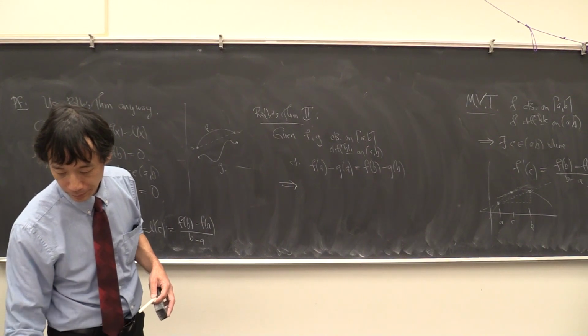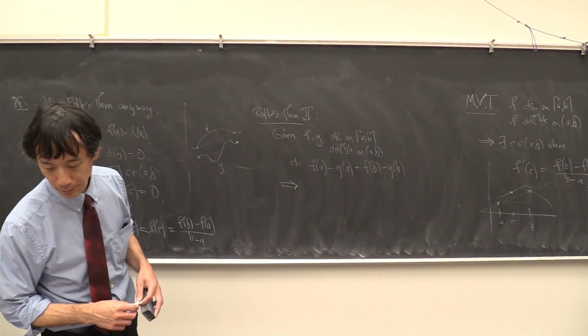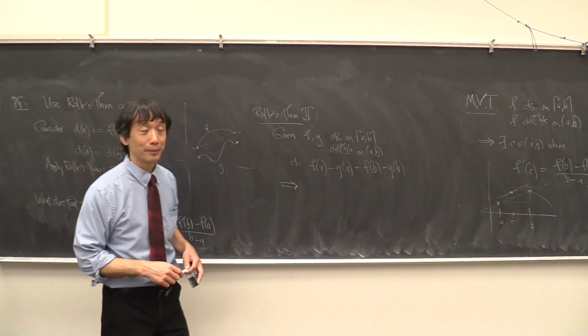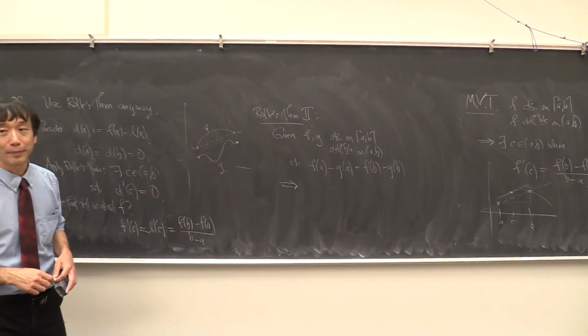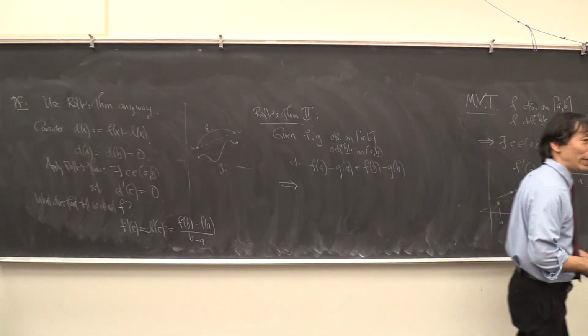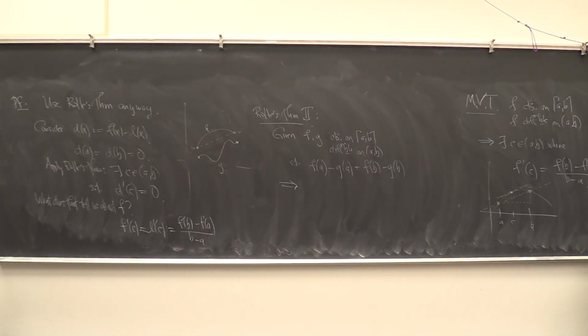It's the same thing if you treat this as f. What do we figure out? Okay, right, that's what we did. So what happens? Harrison? There's a point C in the open interval AB where f prime C equals g prime C.